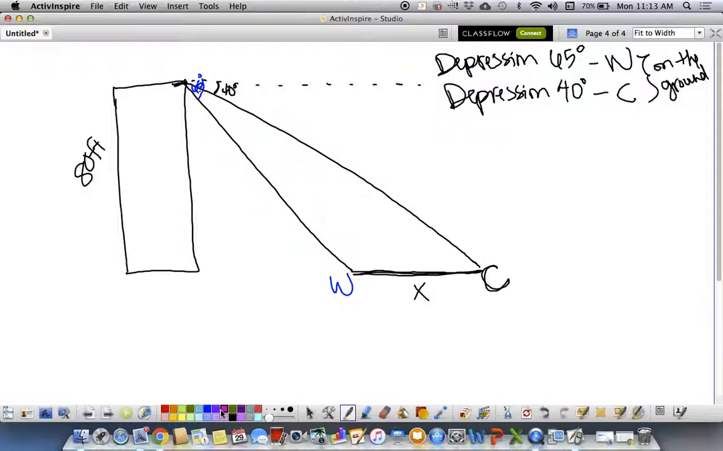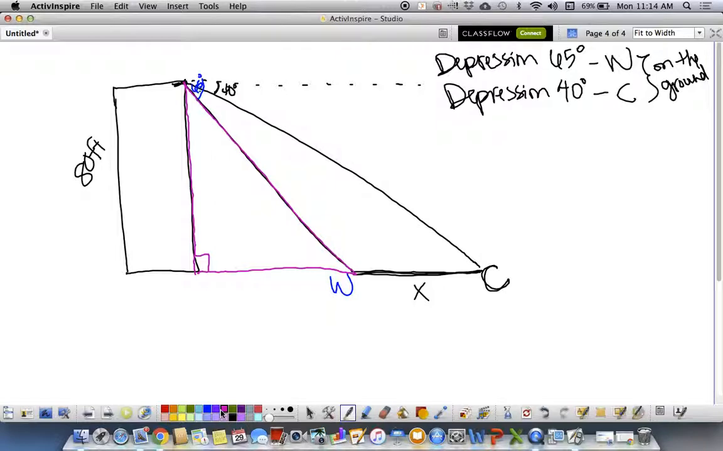Where's the triangle? We've got two different triangles. Anderson, help me with one triangle. You go from the bottom of the building to the W and then up to the top. Do you know what either one of these inside angles of this triangle are? Can you help me with angles inside this triangle?